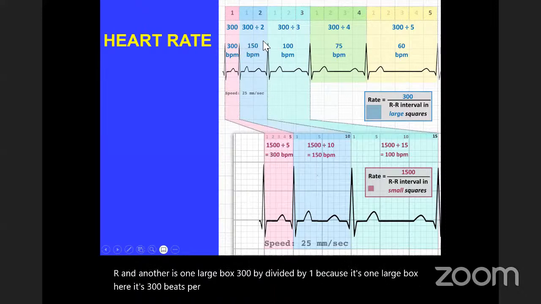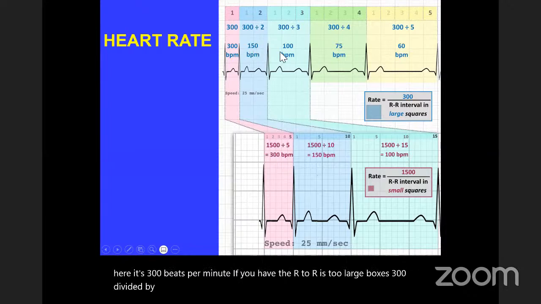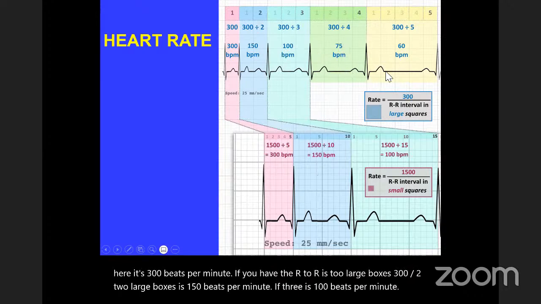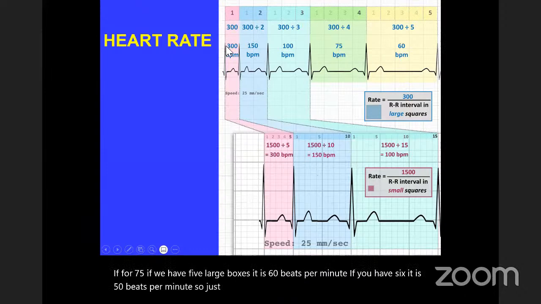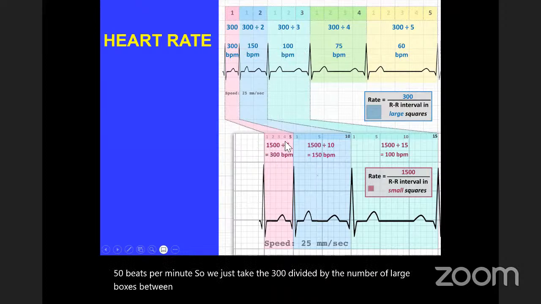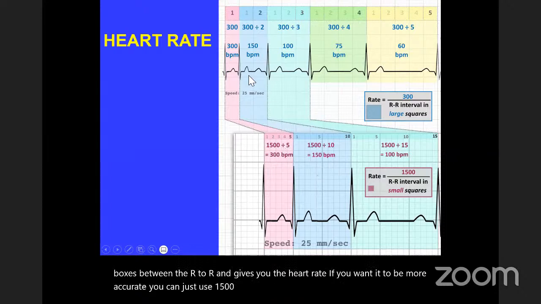If the R to R is 2 large boxes, 300 divided by 2 is 150 beats per minute. If 3, it's 100 beats per minute. If 4, 75. If we have 5 large boxes, it is 60 beats per minute. If we have 6, it is 50 beats per minute. So we just take 300 divided by the number of large boxes between the R to R, and it gives you the heart rate. If you want it to be more accurate, you can use 1,500 and divide by the distance between the two in small boxes.